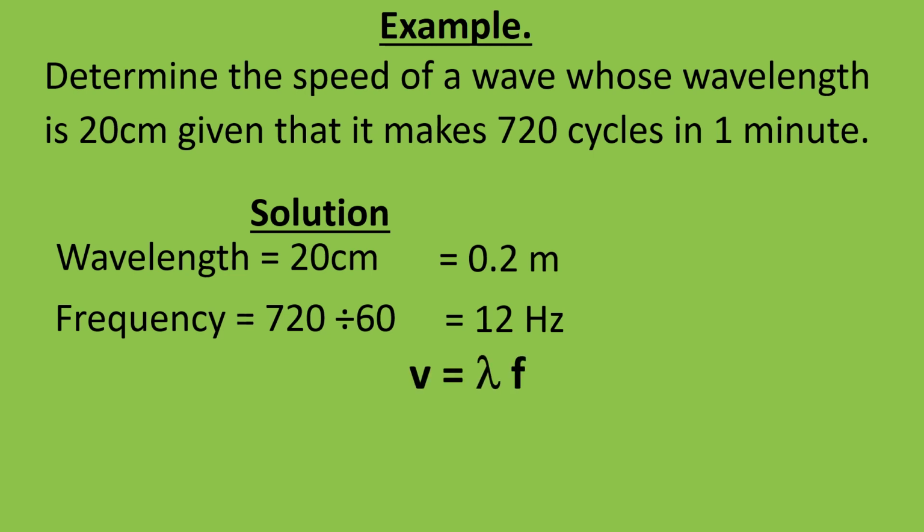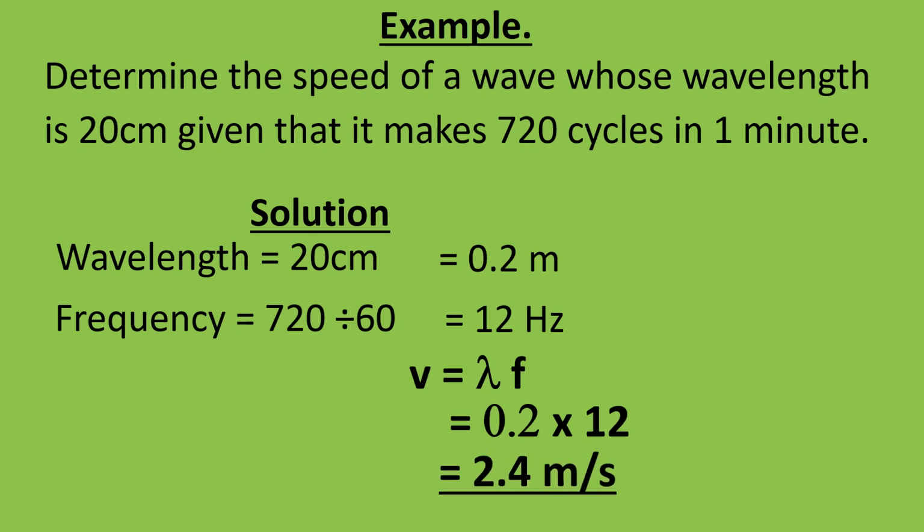Since we know that V equals lambda f, we substitute 0.2 times 12, and this gives us 2.4 meters per second as our wave speed.